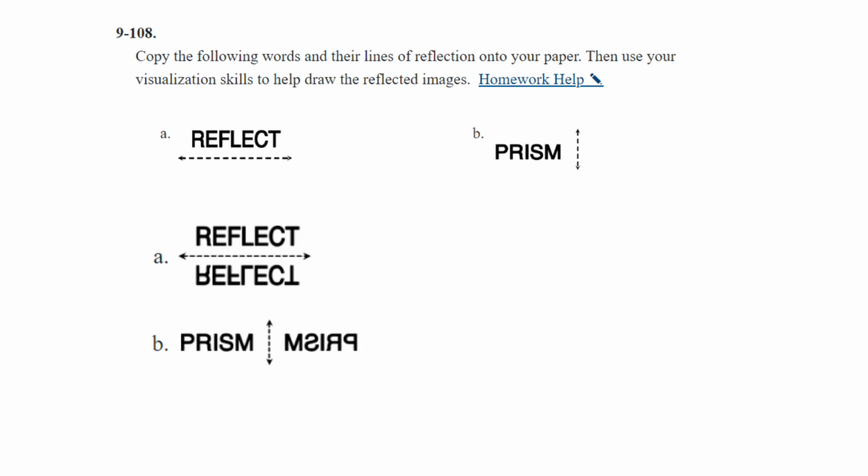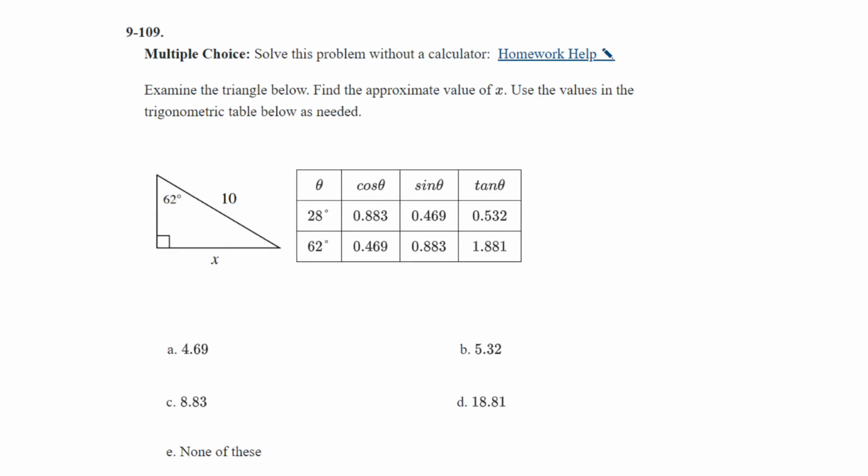Question 108, copy the following words and their lines of reflection onto your paper, then use your visualization skills to help draw the reflected images. So I went ahead and just put this on there so you could see it. For part A, you can see how they reflect across the horizontal line, and you can kind of just visualize it now that you can see it, but definitely try it on your own first before you just look at the answers. Question 109 is multiple choice.